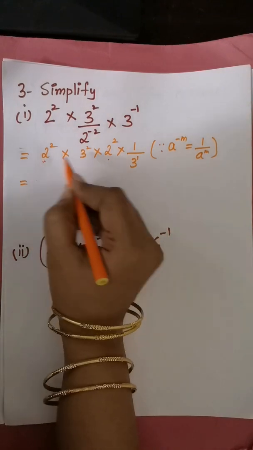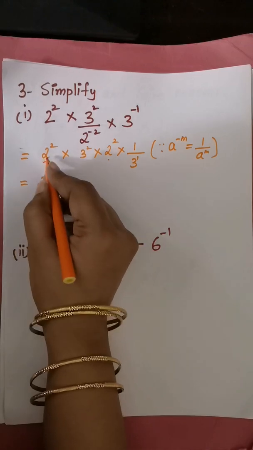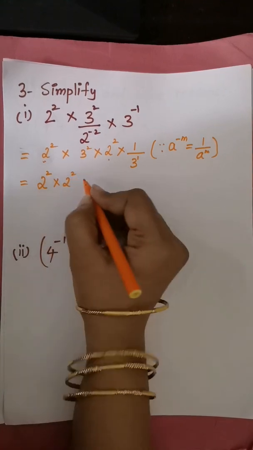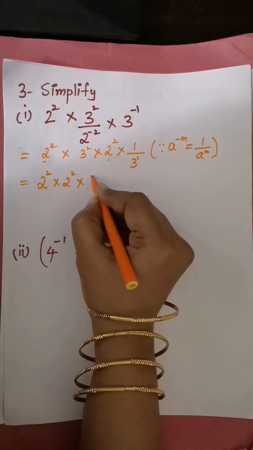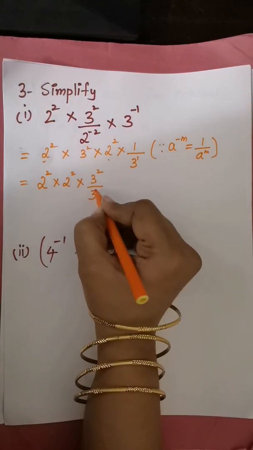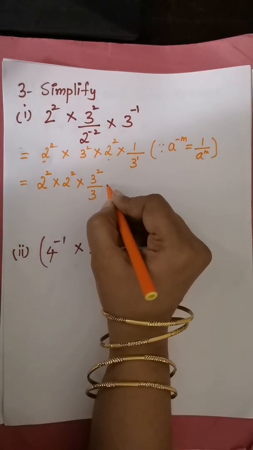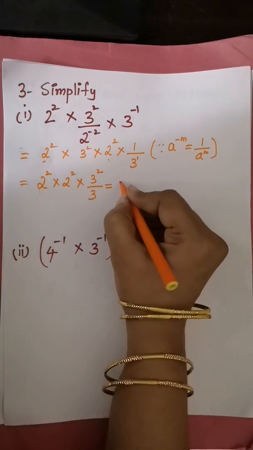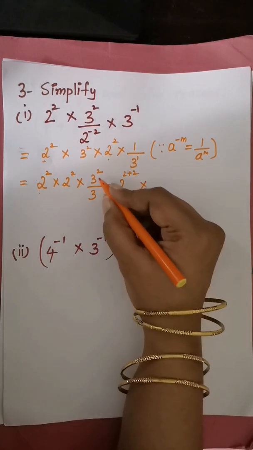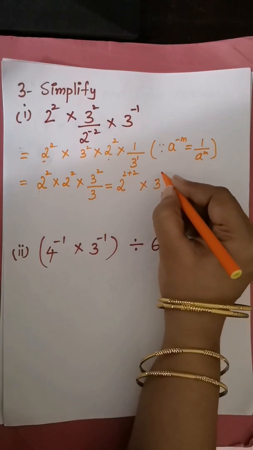Now what we will do, whatever the bases are same, we can combine, like 2 here, 2 here. So 2 to the power of 2 into 2 to the power of 2, we can write it together. And this we have 3 to the power of 2 and here we have 3. Nothing is there means 1. Okay, so what we will do here, here bases are same, so powers get added, 2 plus 2. Here bases are same, in division powers get subtracted.